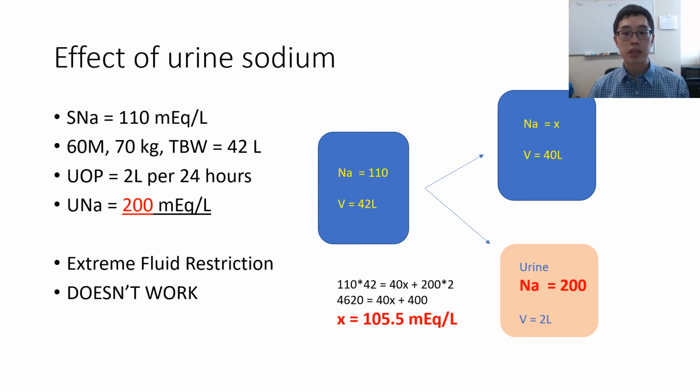In this case, we can see that our strategy of fluid restriction does not work, and we may need to use additional strategies that I'll discuss further. If you pause on this slide and review the math, are you able to figure out at what sodium concentration the urine has to be in order for fluid restriction to work?